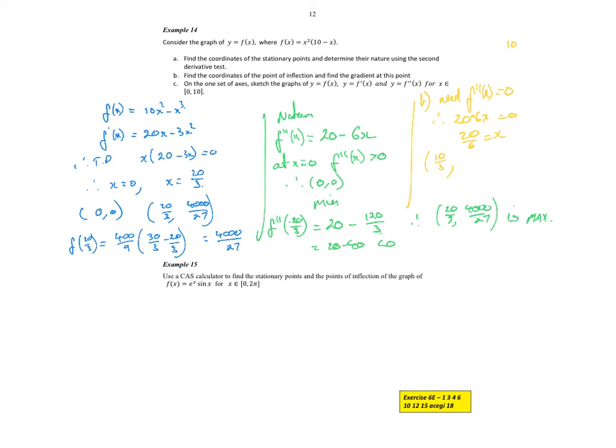What's that going to be? That's going to be 100 on 9 times 30 on 3 minus 10 on 3, which is 20 on 3, which is 2000 on 27. So there's my point of inflection.